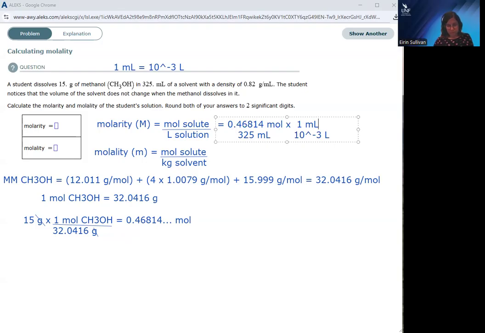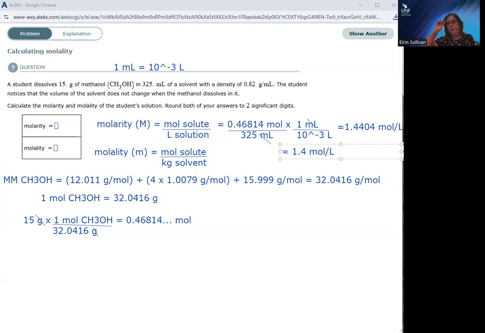Bish bash bosh, Bob's your uncle, etc. Let's just tidy that up a little bit. So I can see that I'm going to end up with units of moles per liter, which is correct for molarity. And I get 1.4404 moles per liter. I can tidy that up to two sig figs. So it's just going to be 1.4 moles per liter to two sig figs. So my molarity is 1.4 moles per liter, or italic M, if you prefer.